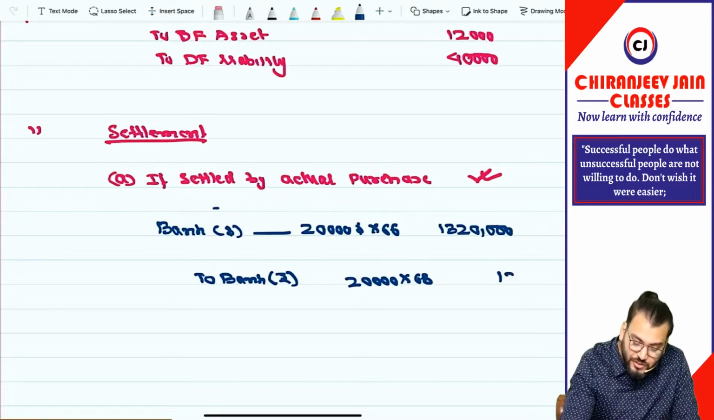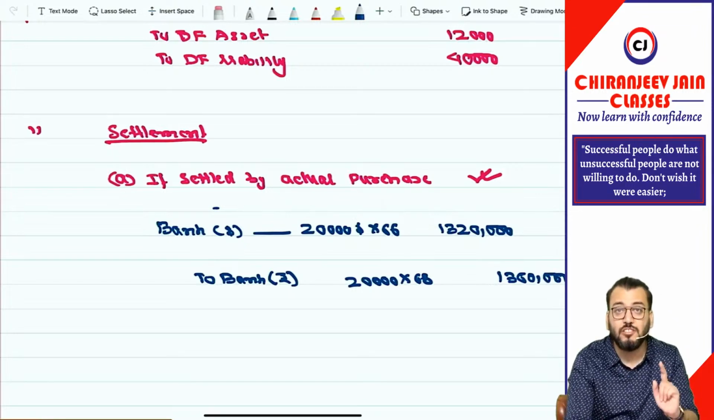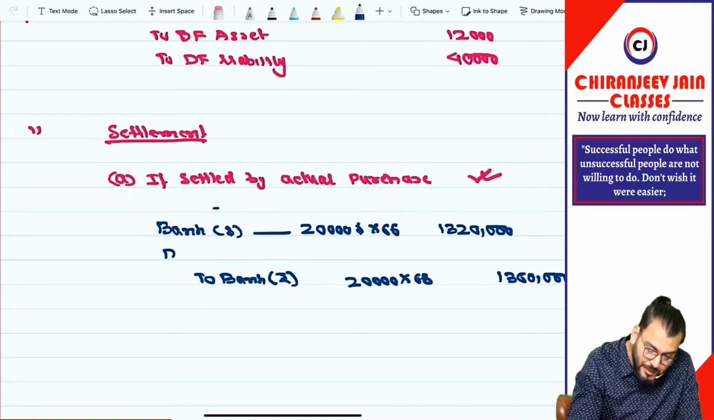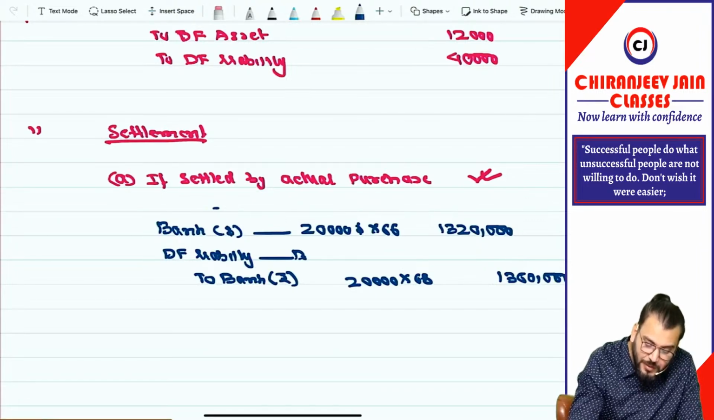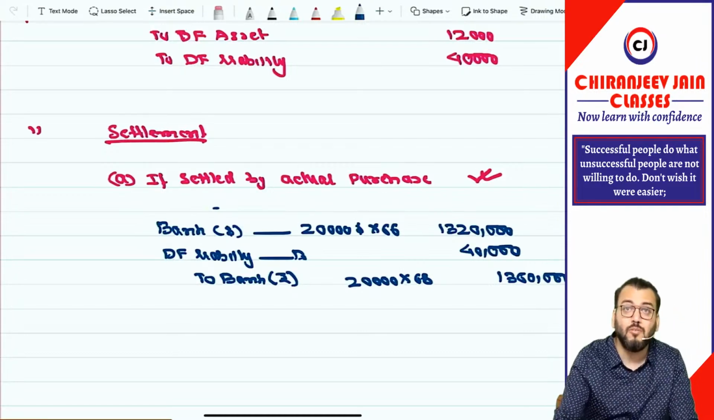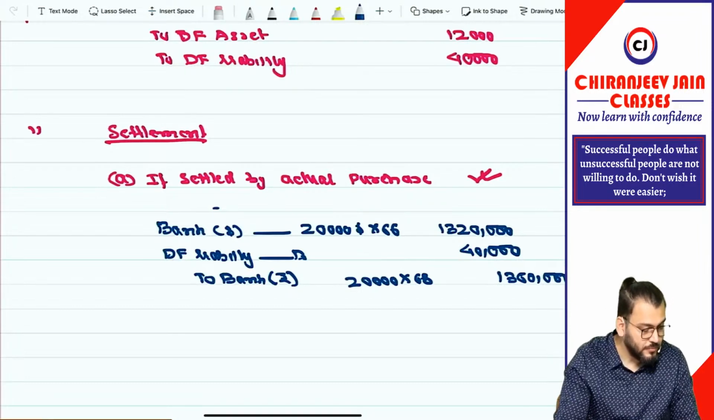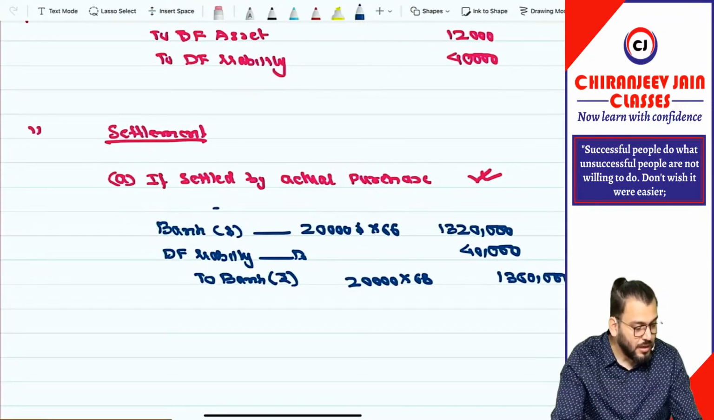13 lakh 60,000. And you can see the difference is nothing but 40,000, which is nothing but the liability you have already recognized. So that liability will now automatically be cancelled. So you will say derivative financial liability account debit. How much? 40,000. So this derivative accounting will now be over. Understood? Understood what I am saying?